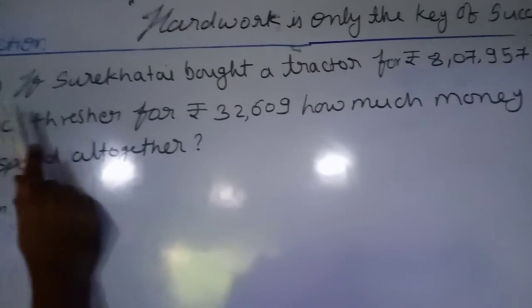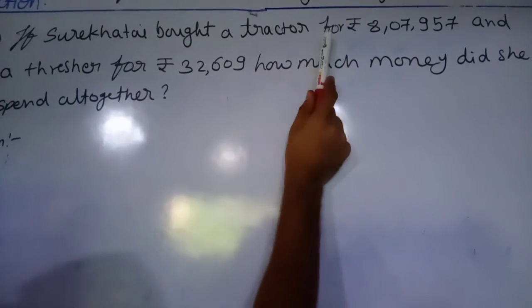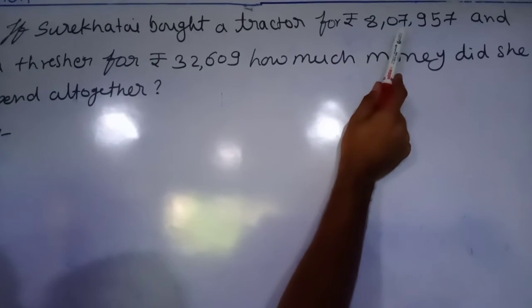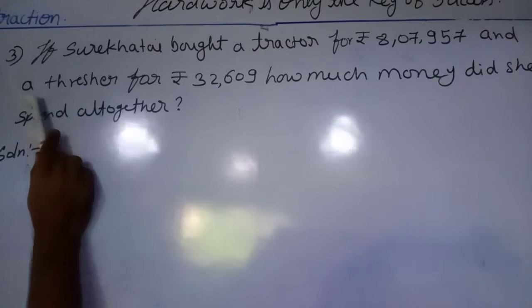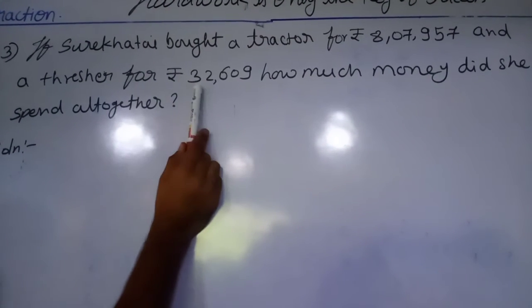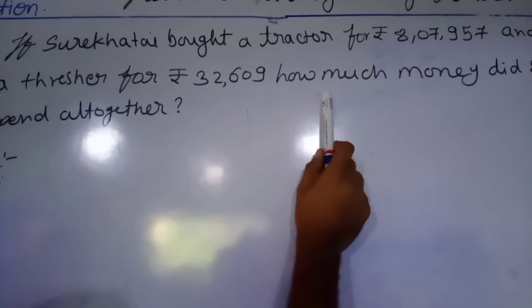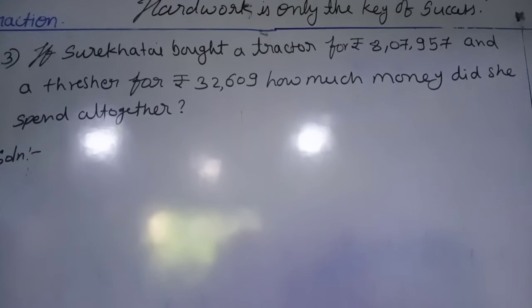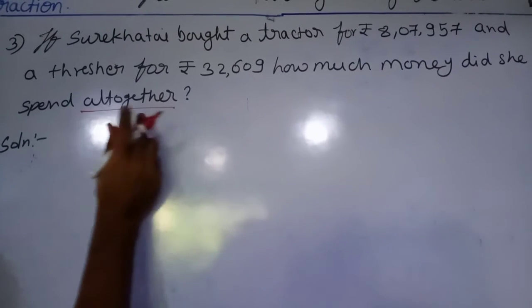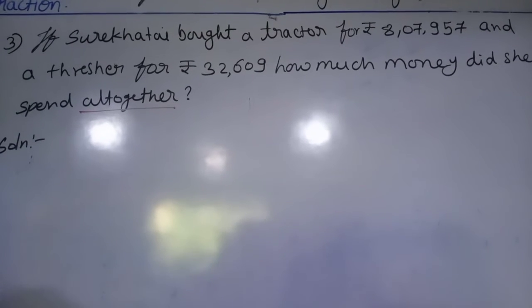Sum number 3. If Surekha Tai bought a tractor for rupees 8,07,957 and a thresher for rupees 32,609, how much money did she spend all together? Here also we got the words all together, meaning we are going to do the addition. Let's start with the solution.